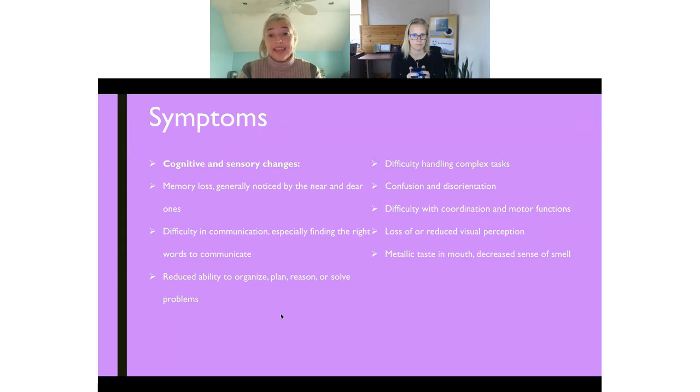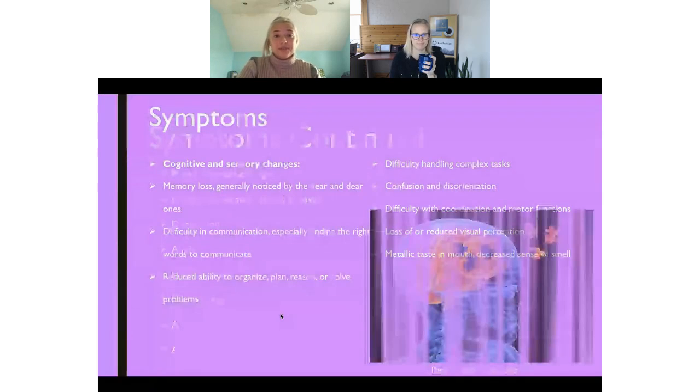Difficulty handling complex tasks. Confusion and disorientation. Again, like I had shown in that picture before, that man had his hand on his head, kind of confused and disoriented, almost in a daze. Difficulty with coordination and motor functions. Loss of or reduced visual perception. I share a video later on in the slides which physically shows that. And metallic taste in the mouth, decreased sense of smell. I don't know why, but I found the metallic taste in the mouth very, very interesting. I never knew how that could tie in, but it is one of the symptoms.